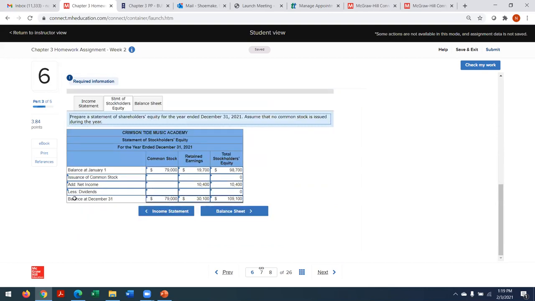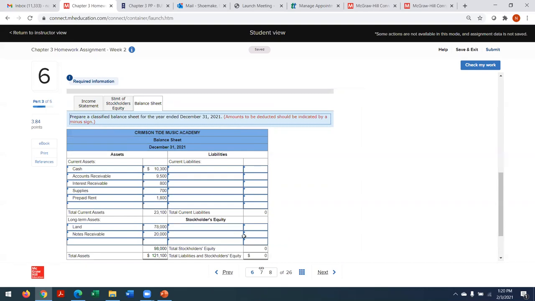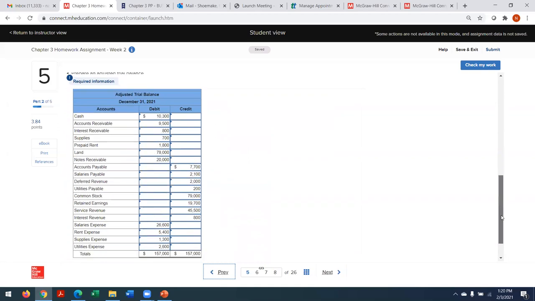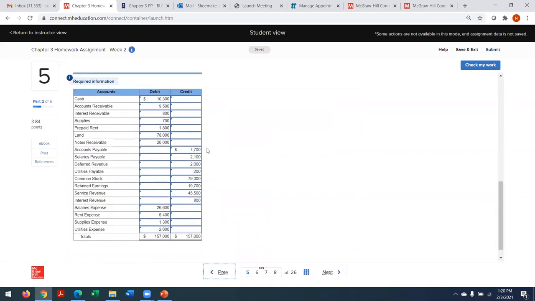Statement of stockholders' equity. I can see common stock of 79, retained earnings of 30,100. I got that from the ending balance of the statement of stockholders' equity. Accounts payable, 7,700. Salaries payable, 2,100. Deferred revenue, 2.